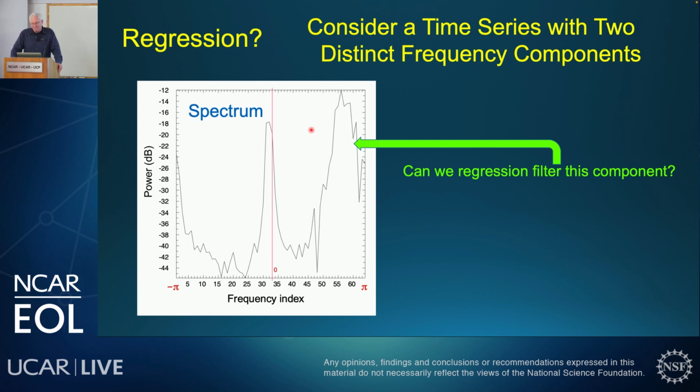So regression: consider a time series with two distinct frequency components. Once again, I'm showing you a spectra. You have a component here around zero velocity. You have another bigger component out here, out toward the Nyquist rate. And so can we use a regression filter to get rid of that component?